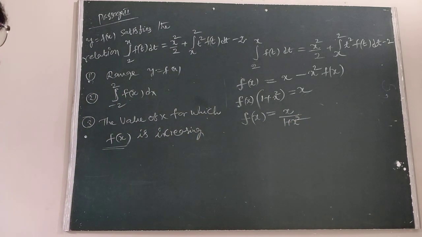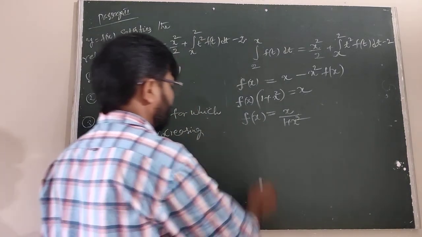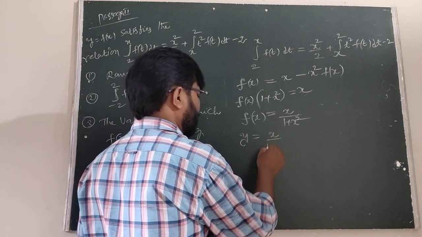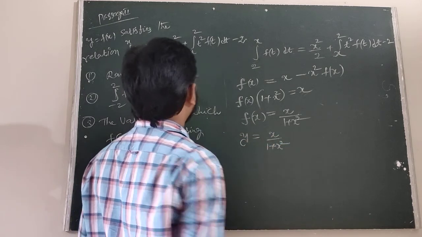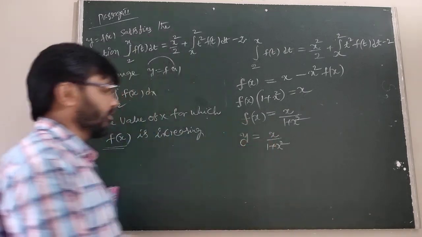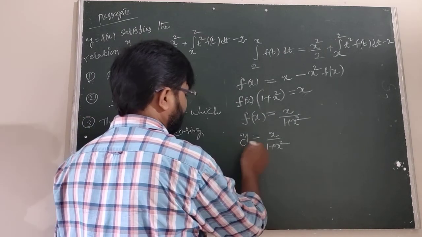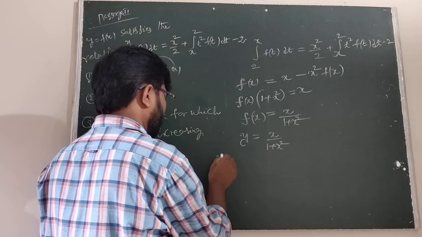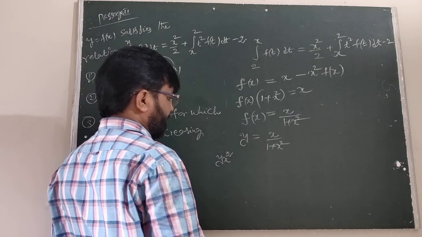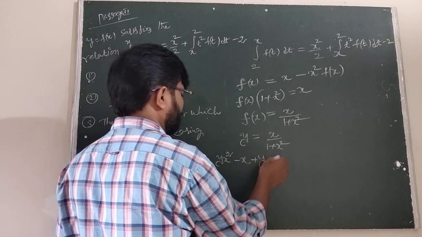Okay. Now the range of y equal to f of x. Everybody knows that the range of f of x is y equal to x by 1 plus x square. Now we have to find the range of y. When we take f of x as y, how to find this one? Now this is y into x square. Is it clear? Y into x square is yx square, plus x is minus x. This is y equal to 0.